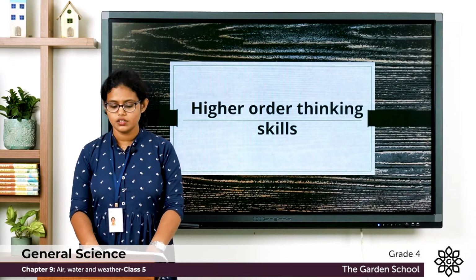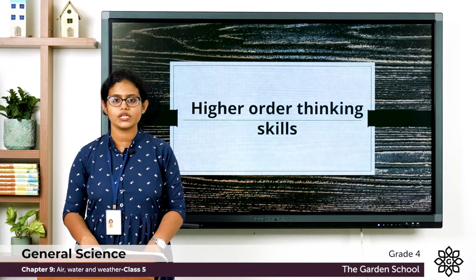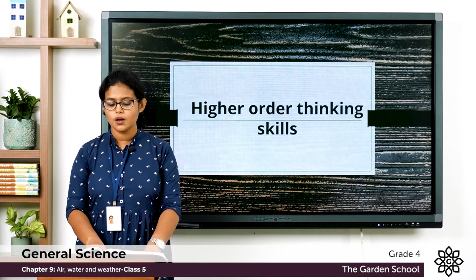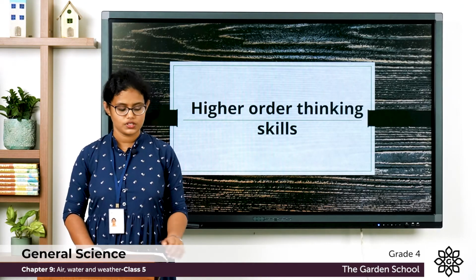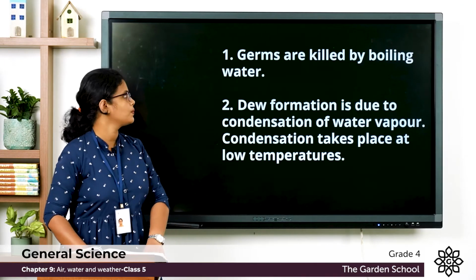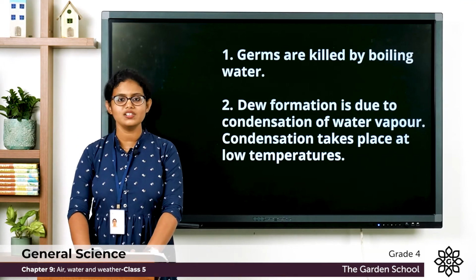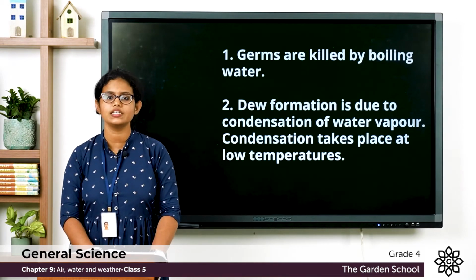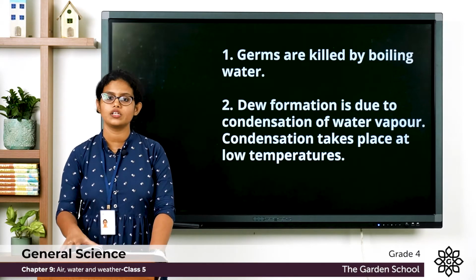Coming to the next, higher order thinking skills. So there are two questions given. See the first one. How does boiling make drinking water safe? So let's see the answer. Germs are killed by boiling water. So boiling water is one of the simplest methods of removing harmful bacteria from the water. It makes the water safe for drinking.